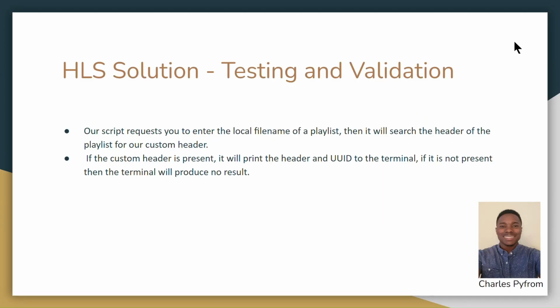Once the watermarking process is complete, we test and validate it by running a script that requests you to enter the local file name of the playlist. Then we will search the header of the playlist for our custom header. If the custom header is present, it will print the header and UUID to the terminal. If it is not present, then the terminal will produce no result.